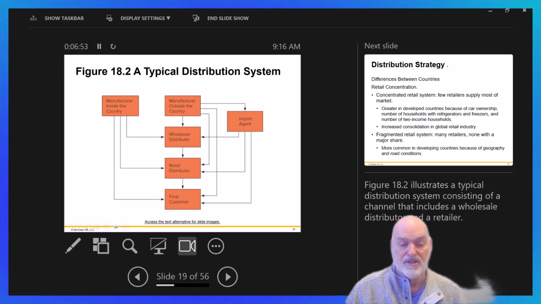Manufacture inside the country can go to the final customer, or could go to the retail distributor, or could go to the wholesale distributor. Manufacturing outside the country can go to an import agent, or it can go directly to a wholesale distributor, retail distributor, or final customer.